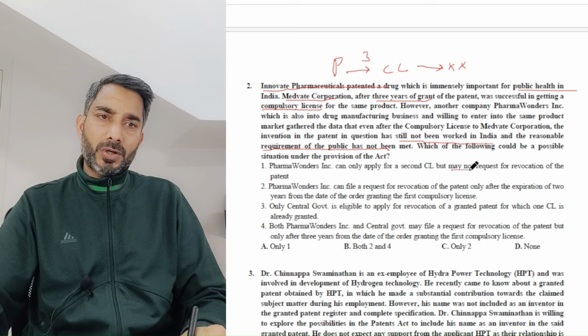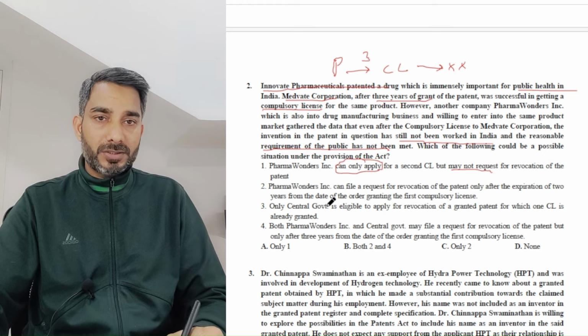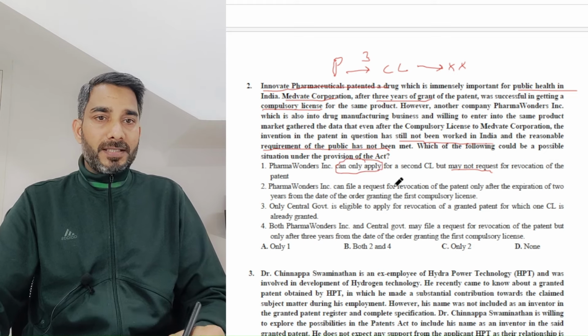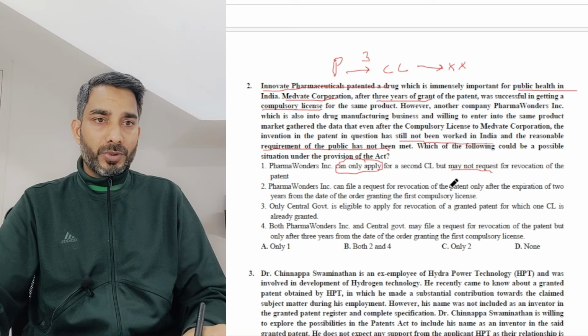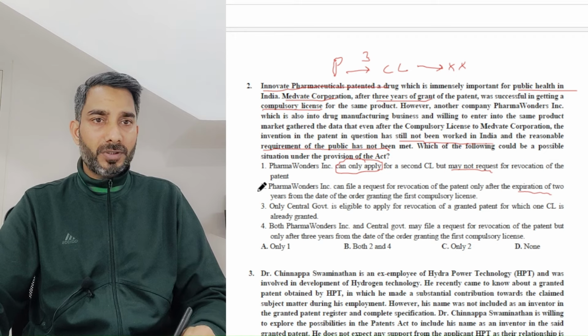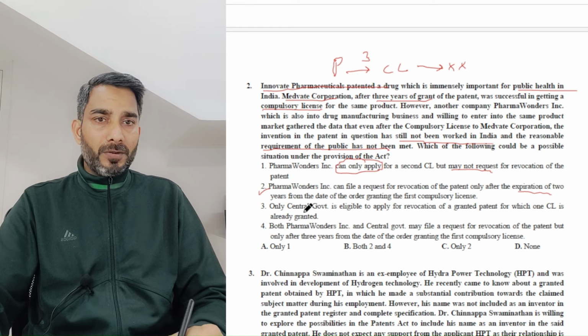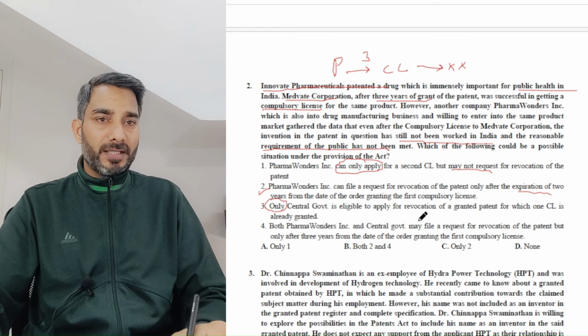No, this is not right. Why are they saying can only apply? You cannot limit somebody's options, right? Second says can file a request for revocation of patent only after the expiration of 2 years from the date of grant of the first compulsory license. So this looks nice. Only central government is eligible. Now, whenever they say only, I don't like it. So this is not nice.